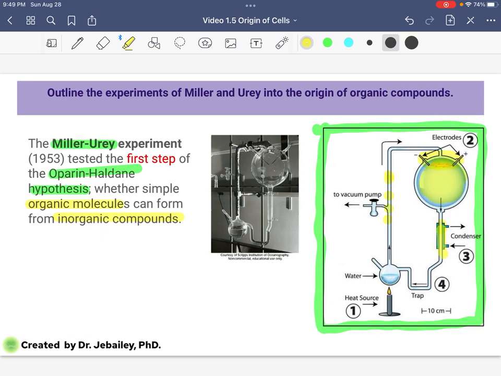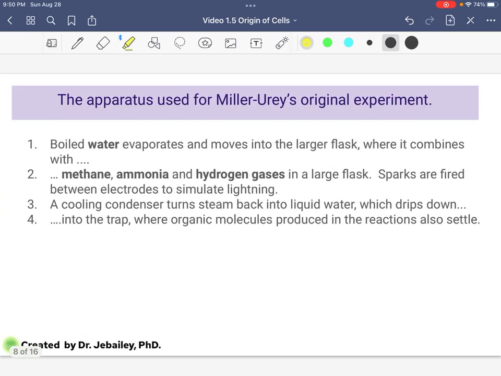And then they condense them, and then eventually they will figure out things that are popping out. Now, that's just a general idea. But here are the steps. The first step they did was boil the water. When you boil the water, it evaporates as water vapor. Now, when it gets to water vapor, that water vapor is going to mix with methane, ammonia, and hydrogen gases.